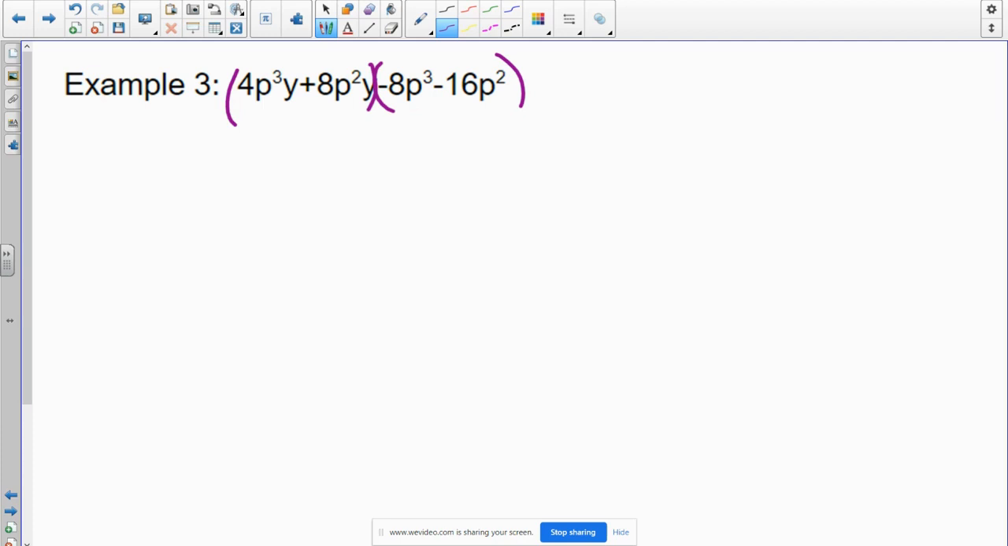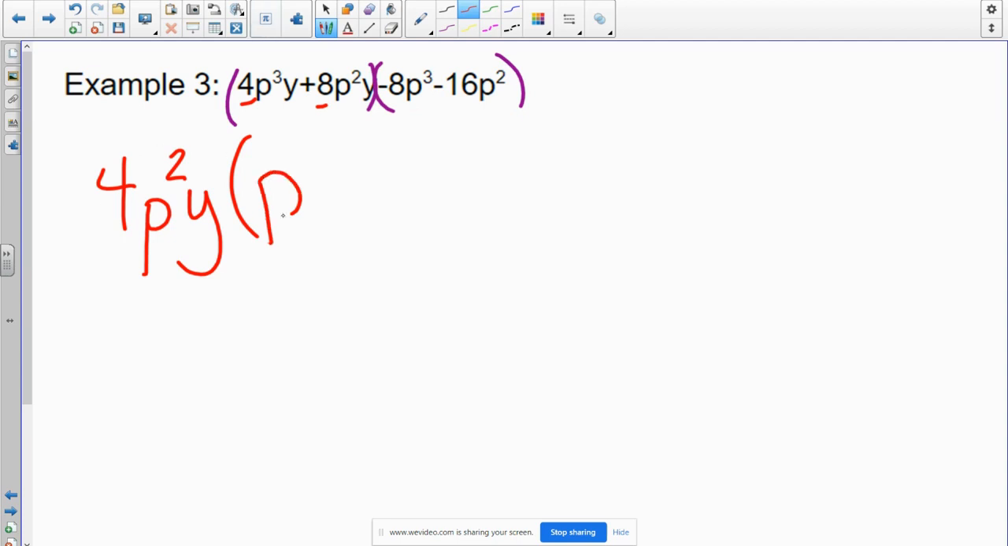So if I look at this first one, I look at 4 and 8 as my coefficients. My greatest common factor, of course, is 4. Now I'm going to look at my p's. I have 3 p's here. I have 2 p's here, which means that my greatest common factor is 2p. And then I have 1 y and 1 y, which leaves me with y. Now divide it. So we're going to take 4p to the third power y divided by 4p to the second power y. The 4's will cancel out.